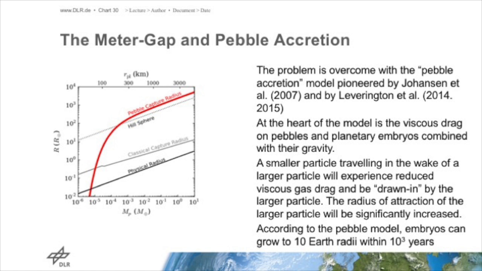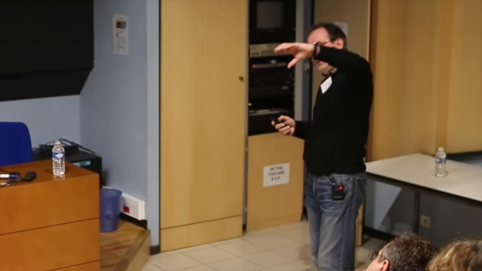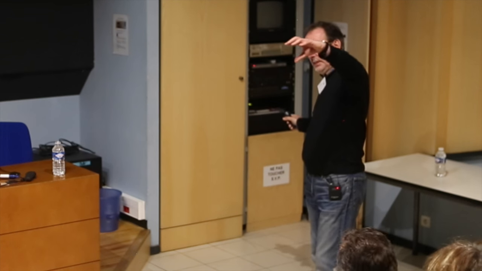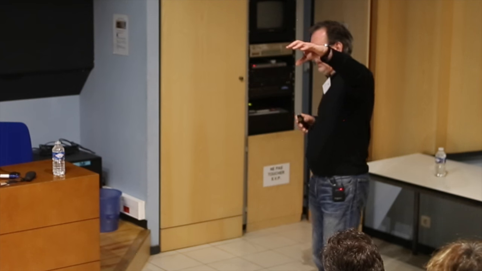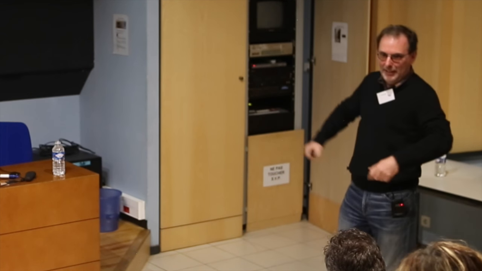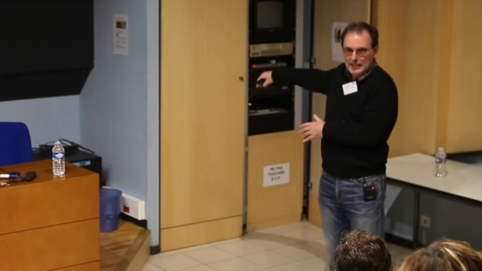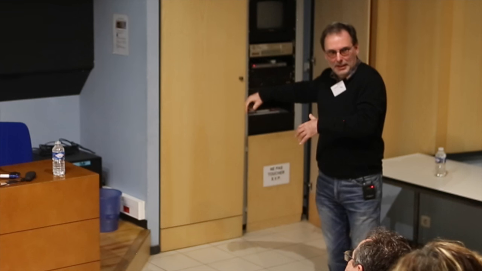The pebble model only works if you have pebbles, that is rocks up to the size of meters or so, and they have to be moving in a viscous gas. What happens if you're moving through a viscous medium is that you leave a wake behind yourself, and anything that gets into the wake does not experience the same viscous drag as yourself. This is what cyclists use in the Tour de France, when they call it wind shadow cycling. One guy cycles in front and the others line up behind him, because they're riding in his wind shadow.